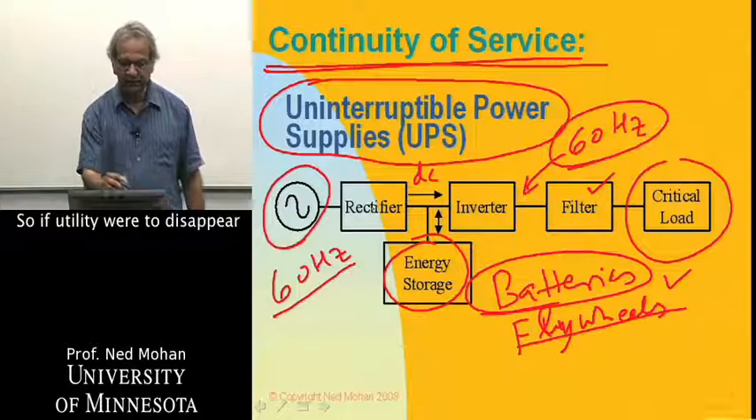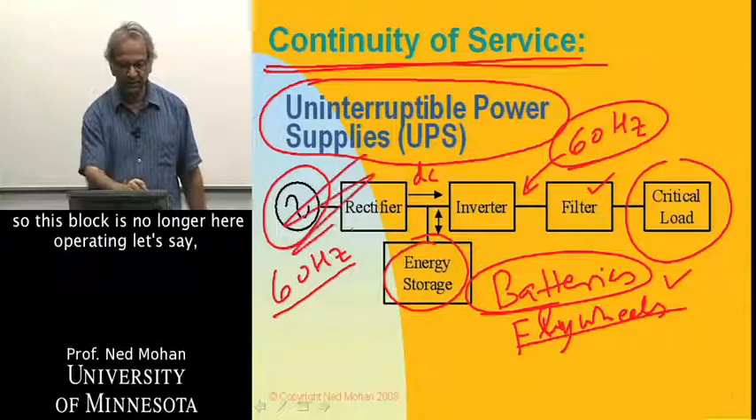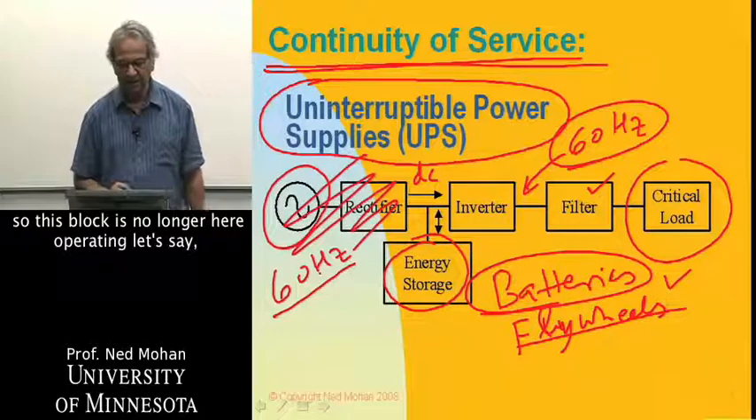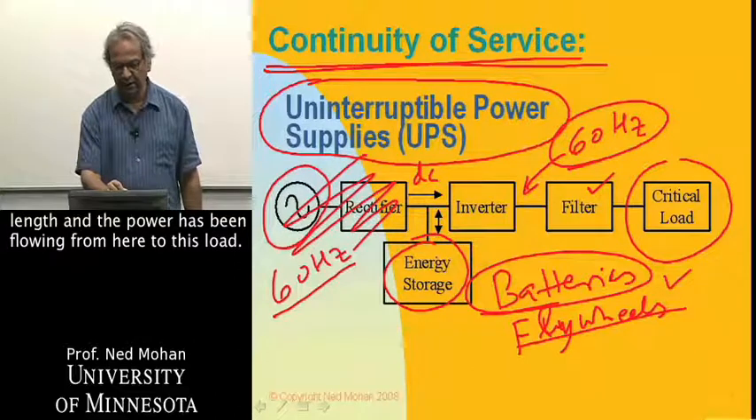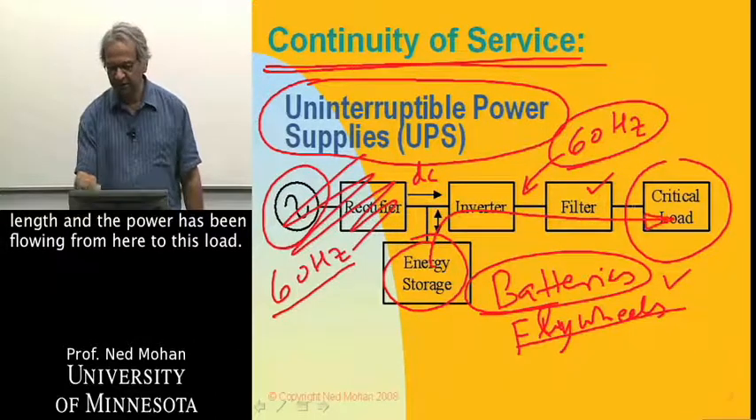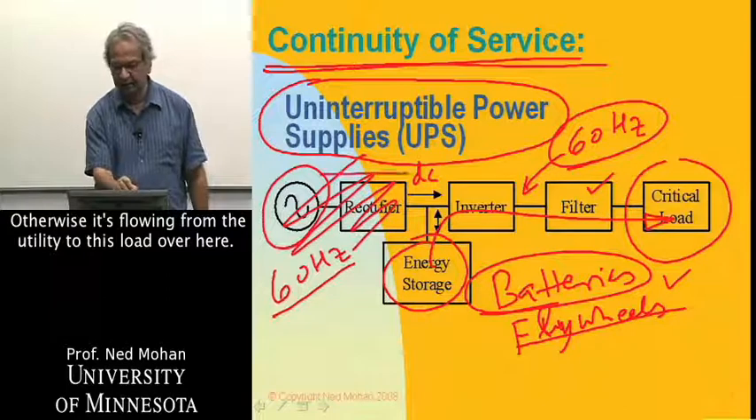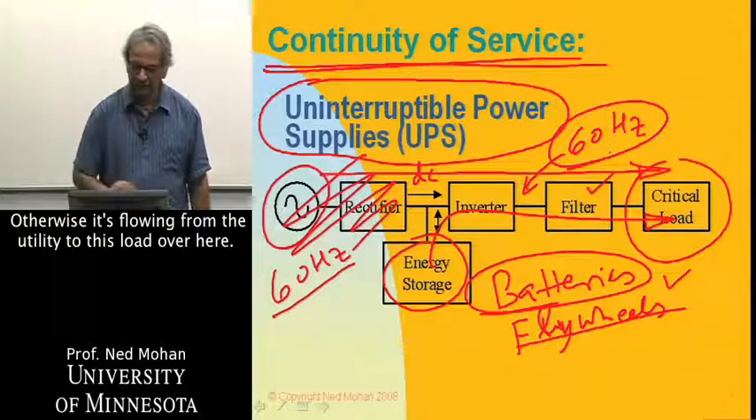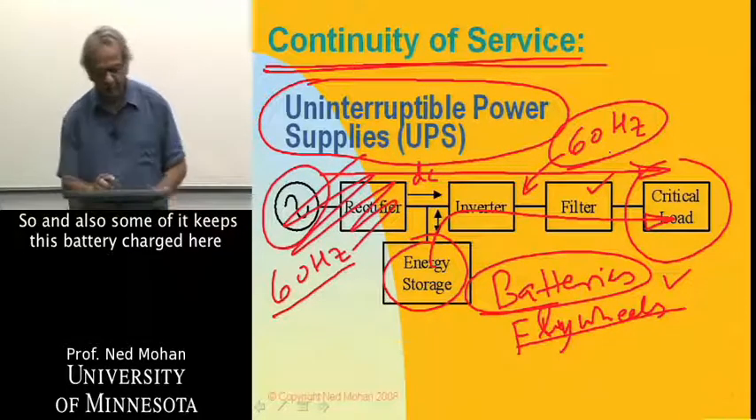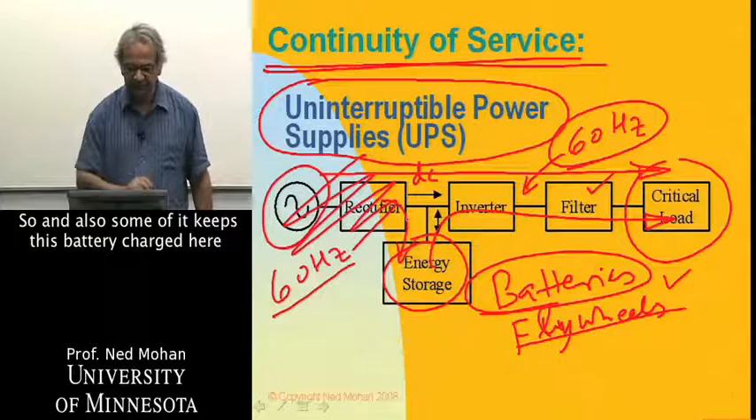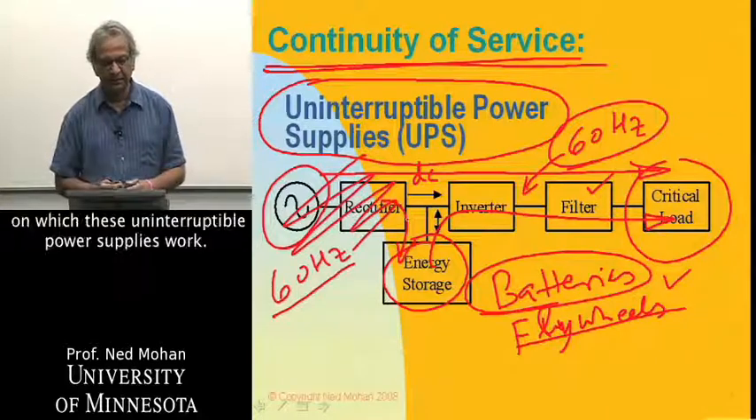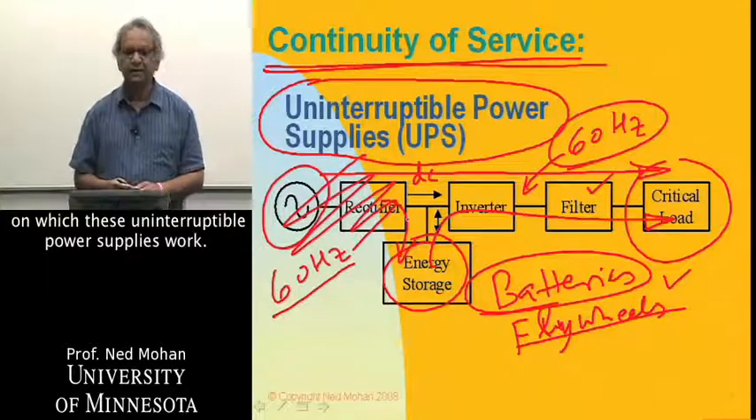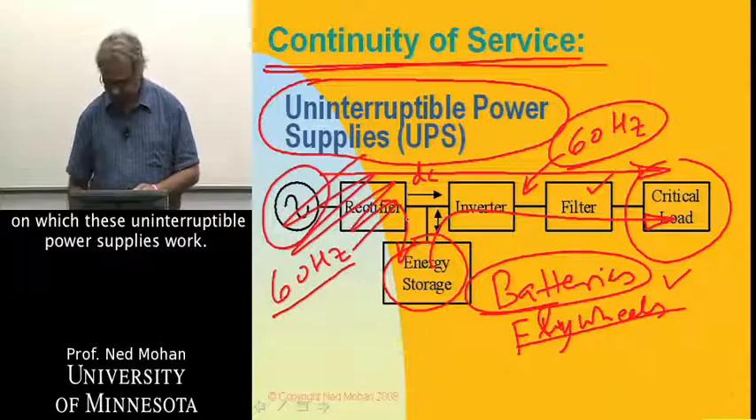So if utility were to disappear, so this block is no longer operating, let's say, then energy stored in this battery here is providing the DC link, and the power is then flowing from here to this load. Otherwise, it's flowing from the utility to this load over here. And also some of it keeps this battery charged here. So that's the basic mechanism on which these uninterruptible power supplies work.